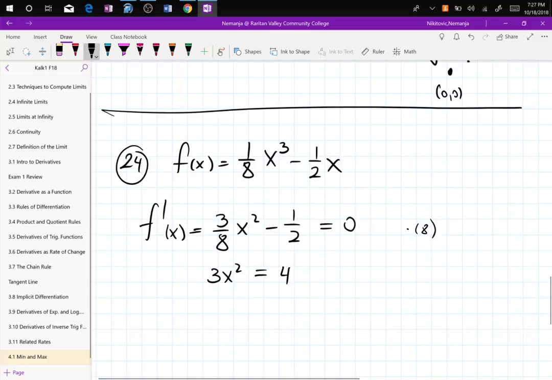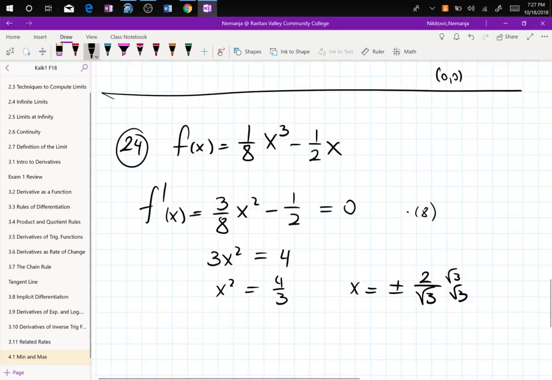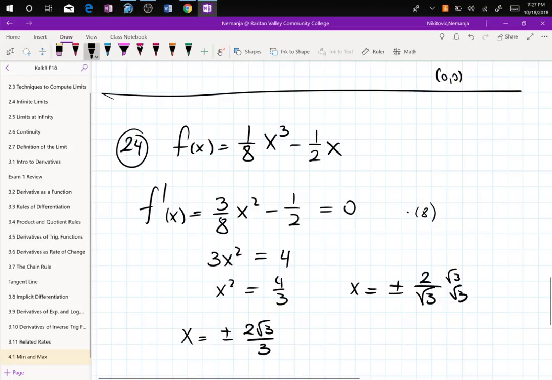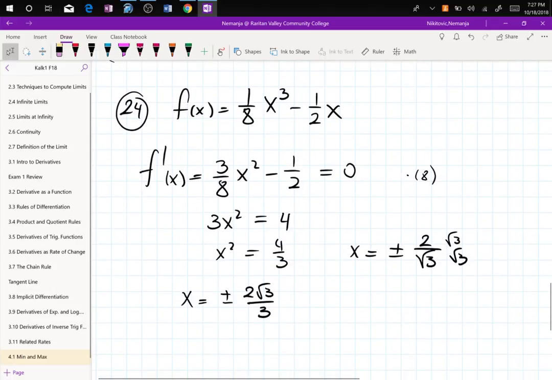Move that to the other side. x squared is equal to 4/3. When you square root both sides, you get x equals plus minus 2 over root 3. And since we don't like root 3 in the denominator, we rationalize. And my critical points are plus minus 2 root 3 over 3. So I have two critical points. Well, these are critical numbers because it's just an x value.